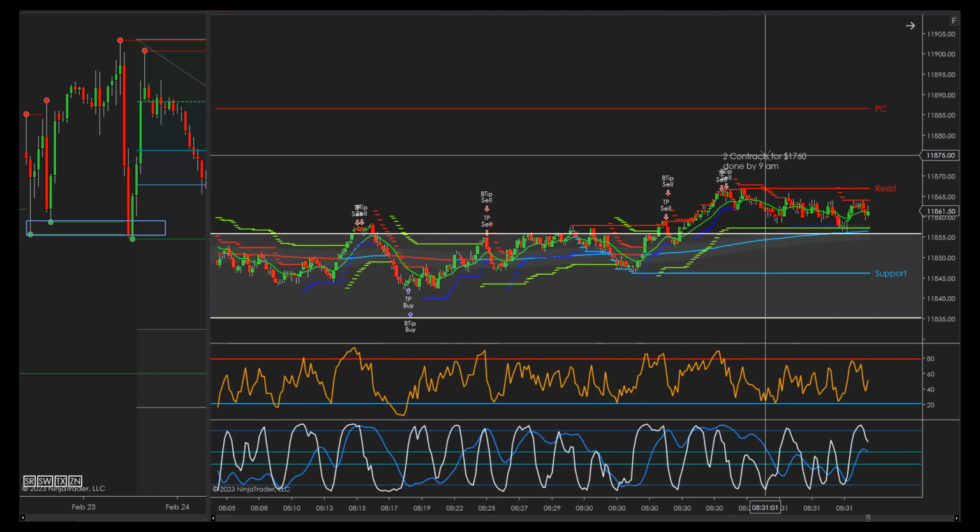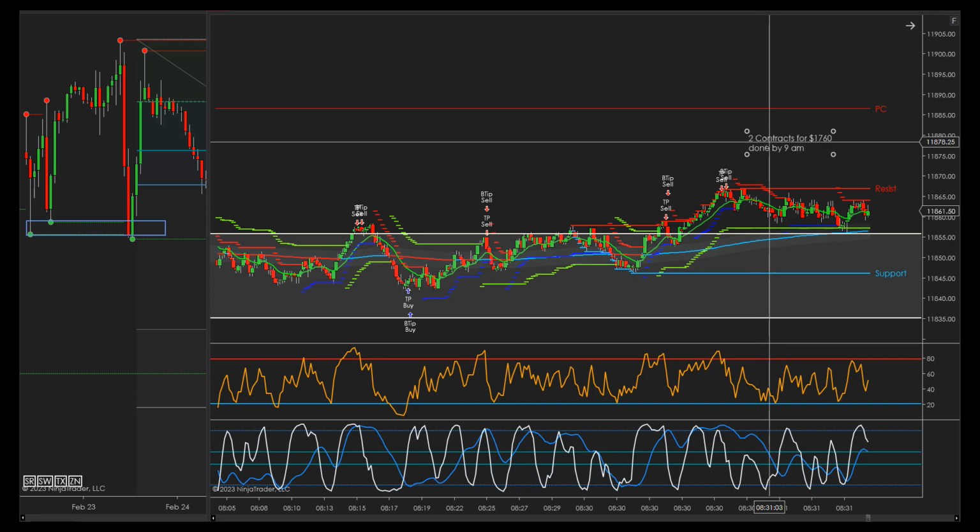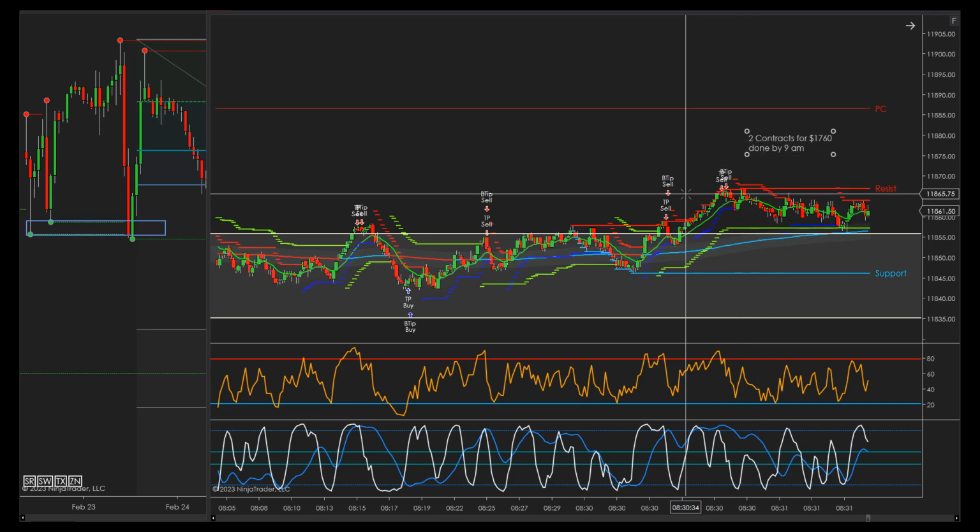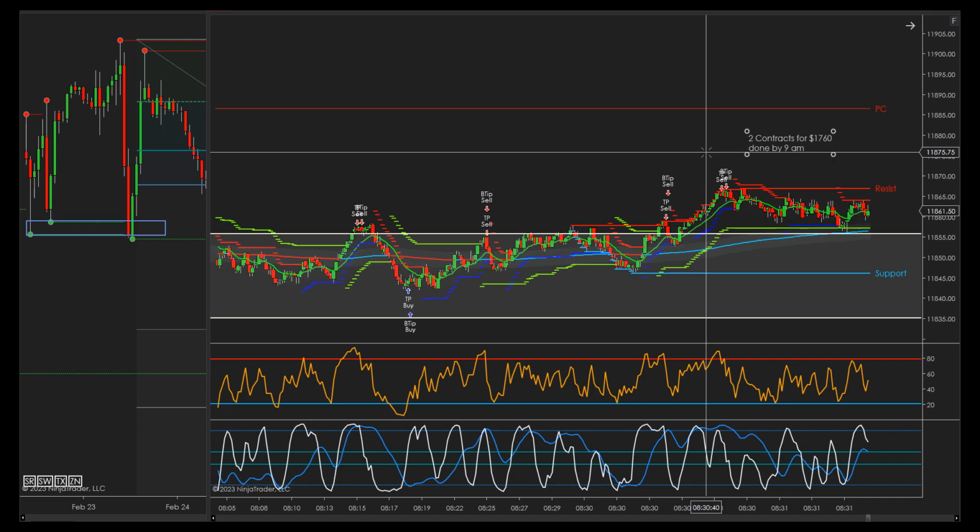Okay, so right here we wound up for the day $1,760 trading two big contracts. So let's take a look at a couple of these signals. Also, I want you to see real quickly what happens in the QQQ.